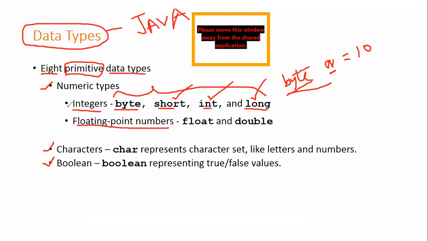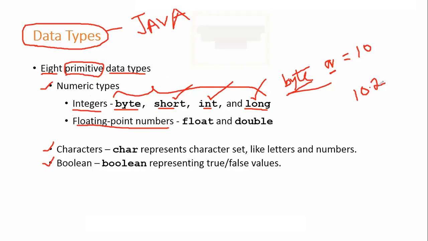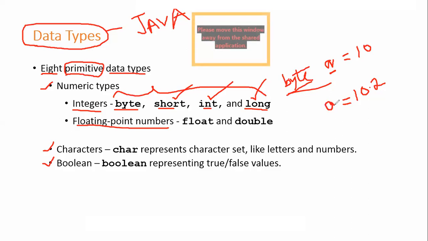Similarly, under numeric types, we have one more type called floating point numbers. So what is a floating point number? Any decimal value we call a floating point number. That is 10.2. 10.2 is a floating point number, and I want to store this in a variable called a. Now, what is the type of this variable? The type of a variable is determined by the value which you are trying to store.